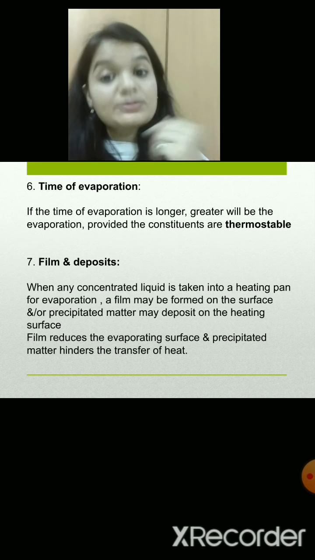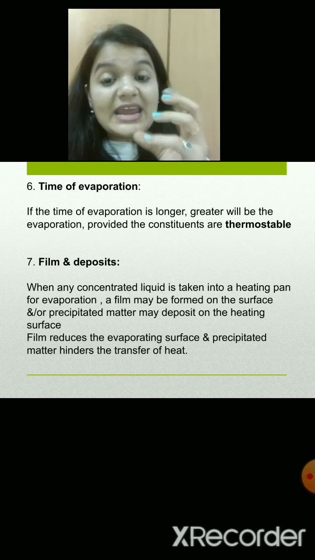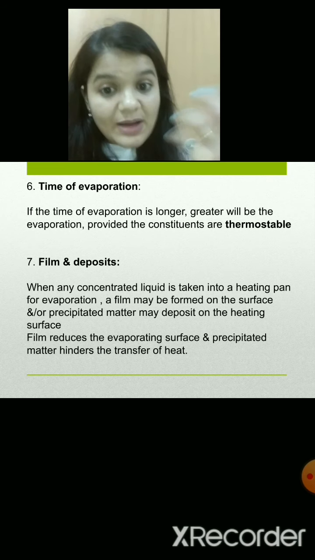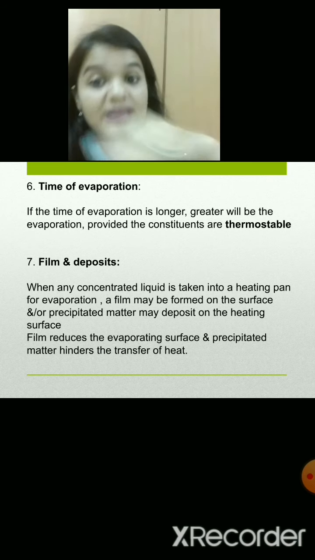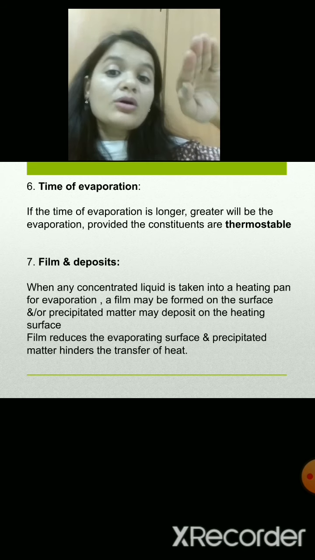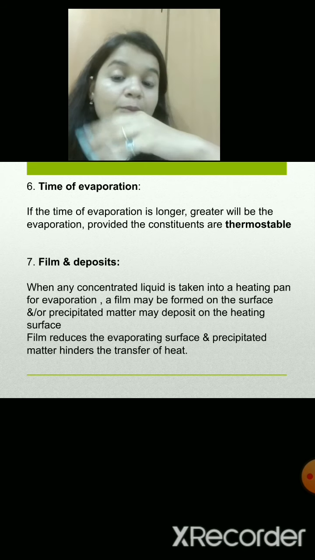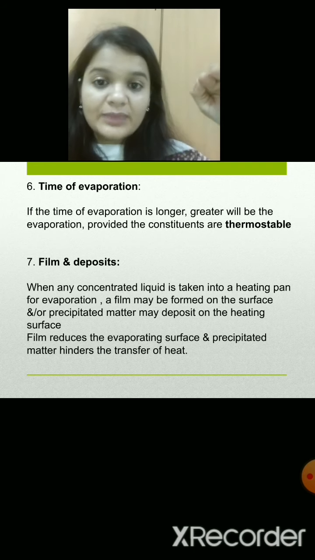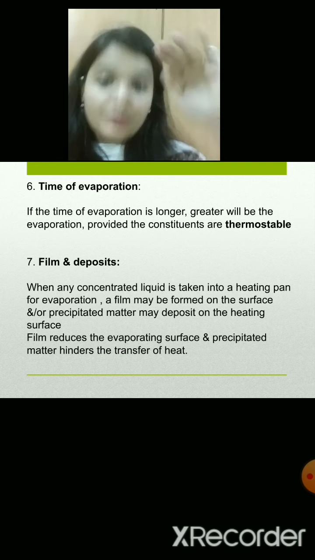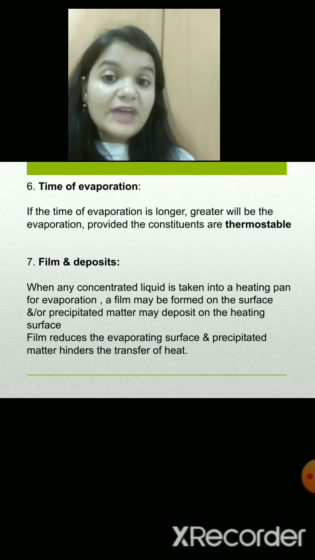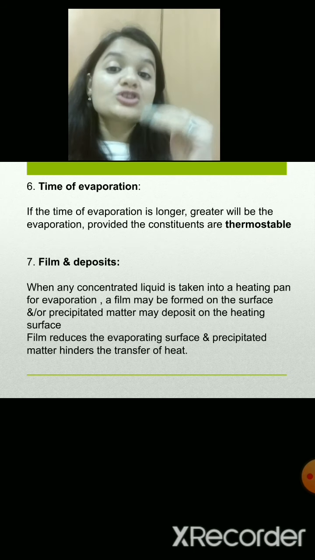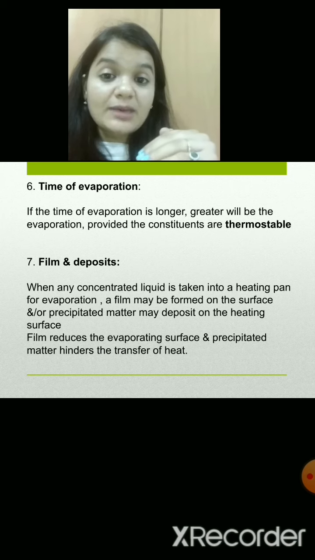Now film or deposits. When any concentrated liquid is taken into a heating pan for evaporation, a film is formed inside the instrument, right? Why? Because the constituent will form a layer while the solvent gets evaporated. Because of that, the process of film forming or precipitation forming will hinder the process of heating, or you can say evaporation.